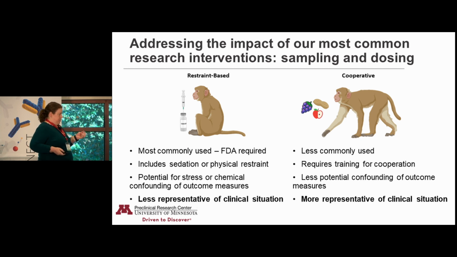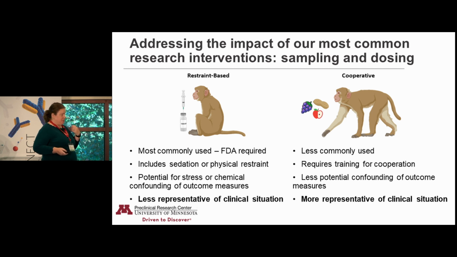So restraint-based sampling of macaques is very commonly used. It's FDA required. And this will include sedation or physical restraint of the animal. And this obviously creates a lot of stress for the animal, or chemical confounding if you're using ketamine or other sedatives. And this is obviously less representative of the clinical situation. We aren't always sedating our patients to take a blood draw or holding them against a wall. Like, that's just not what happens.